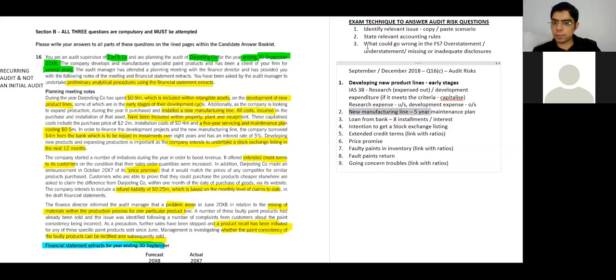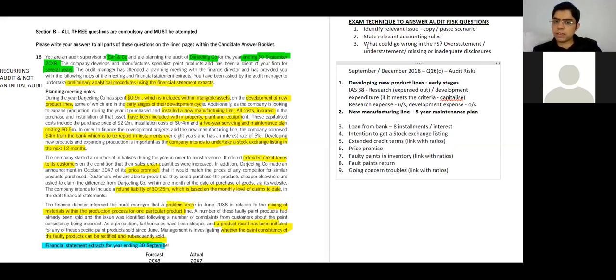Now let's talk about the second point. New manufacturing line with a 5-year maintenance plan, 5-year servicing and maintenance plan. Now what are the relevant requirements? IAS 16. What does IAS 16 say? It says that you don't have to capitalize your maintenance costs. That's what IAS 16 says.